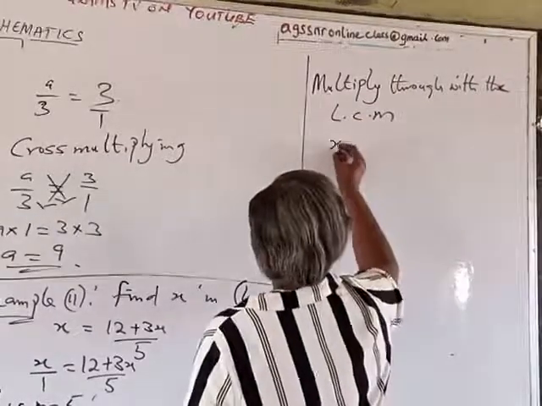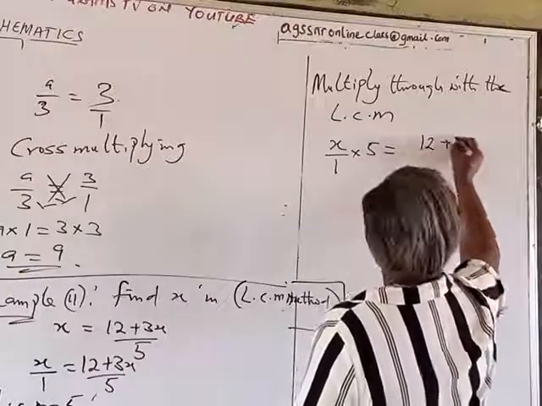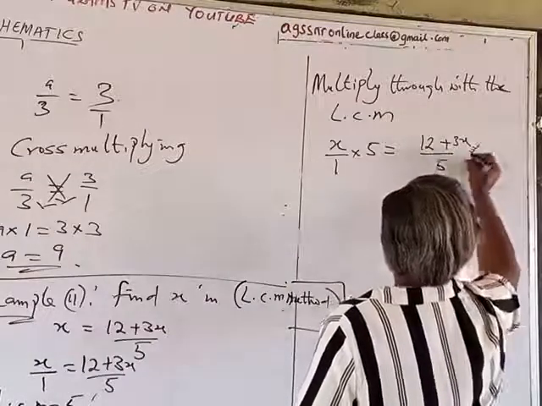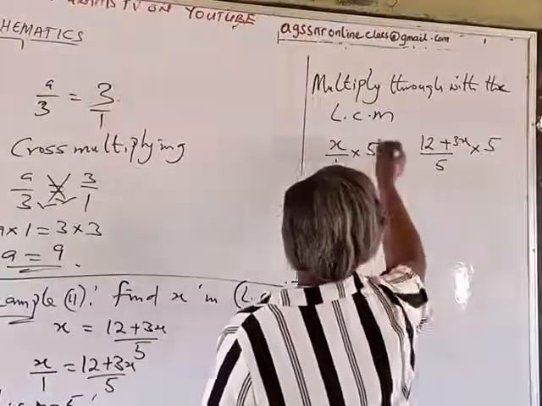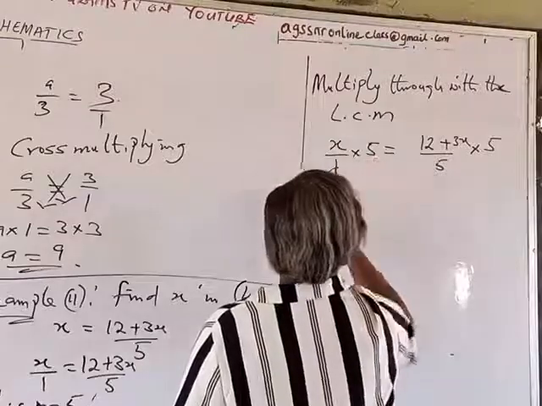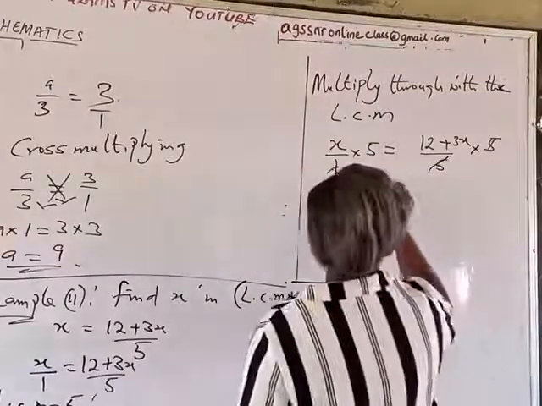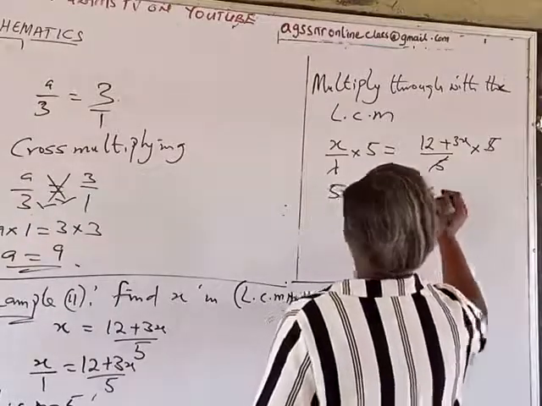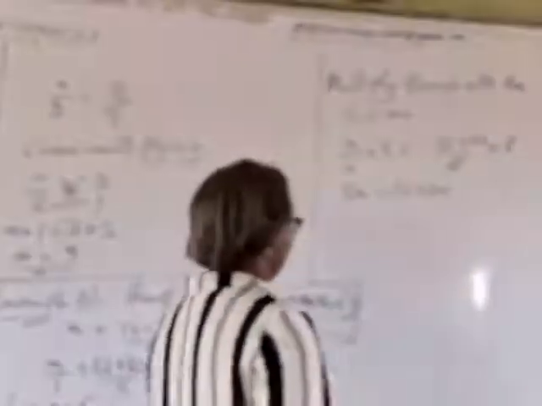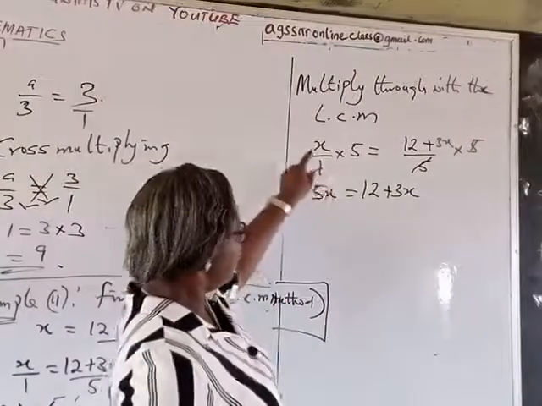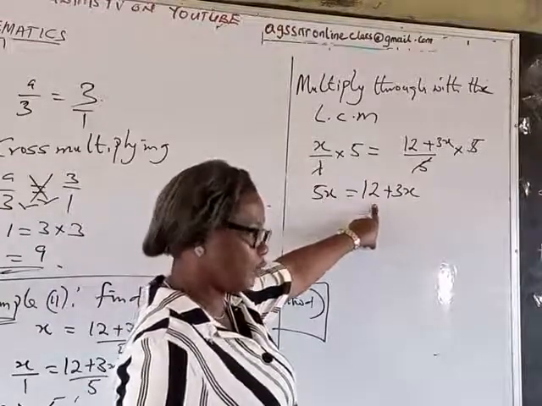And so we have x over 1 times 5 equals 12 plus 3x over 5 times 5. So this 5 still remains 5. That means x times 5, that is 5x, equals, 5 cancels 5 there, we are left with 12 plus 3x. So you see that by the time we multiply through with the LCM, we've been able to achieve what we are after, removing it from fraction. So we now have just a linear equation, not fraction anymore.